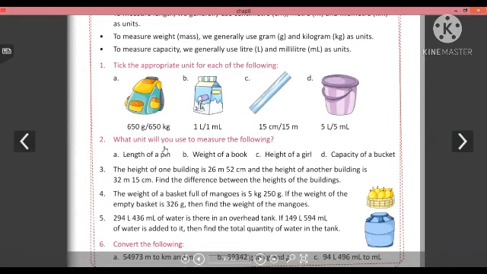Next is question number 2. What unit will you use to measure the following? So yes, this is also very important.